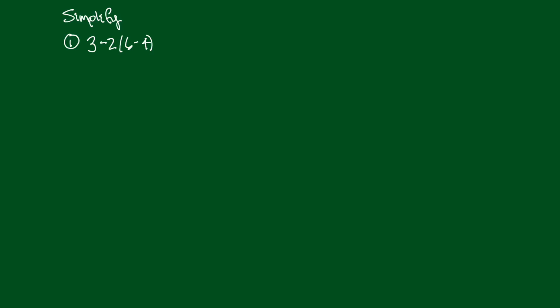Let's simplify this problem. 3 minus 2 times the quantity 6 minus 4. So I've got a set of parentheses here. I'm going to work inside here first. So we'll get 3 minus 2 times 6 minus 4 is 2.